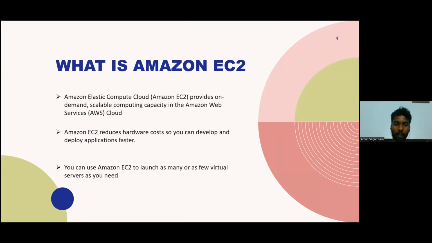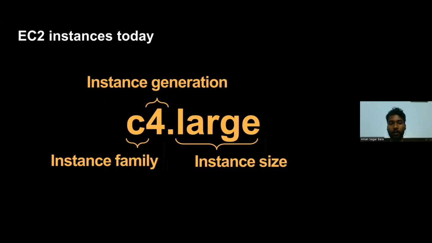What is Amazon EC2? Amazon EC2 works according to public demand, like they provide the consumer RAM, ROM according to their requirements. They don't need any hardware so they can reduce their hardware cost, and they can build as many instances as they want. This is what an instance is. What is the meaning of C4.large? C4 is the instance family, 4 is the instance generation, and large is the instance size.